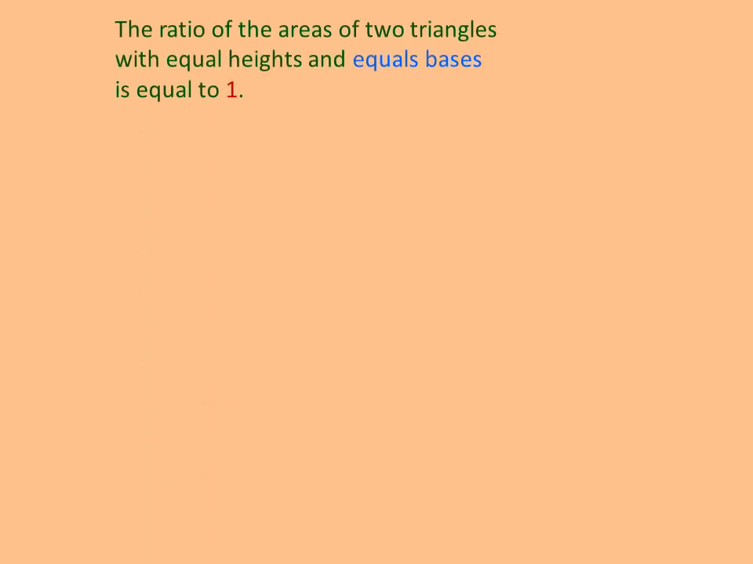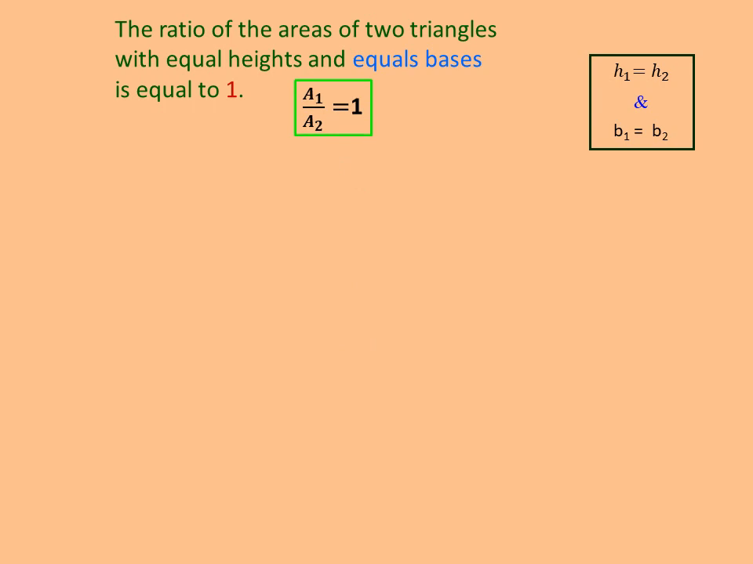Let us see about the next quantity. The ratio of the areas of two triangles with equal heights and equal bases is equal to 1. Means the two triangles will have equal heights and their corresponding bases also will remain same. So let us see here, H1 equals H2 and B1 equals B2. Therefore, the ratio of the areas, that is A1 upon A2, will become equal to 1.